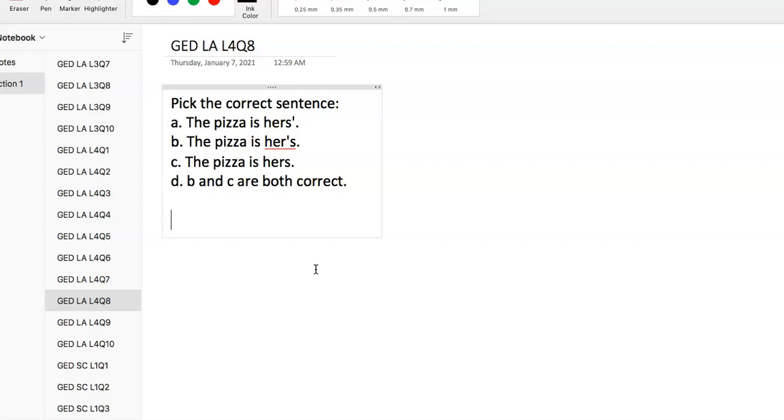With possessive sentences, nouns have an apostrophe and pronouns do not. Let me say that one more time. Nouns have an apostrophe, pronouns do not. Hers is a pronoun, so pronouns don't have an apostrophe, and that's the one we like. Our choices A and B are both pronouns with an apostrophe, which makes them incorrect. Words like dogs and women's would have an apostrophe because they are nouns and not pronouns.